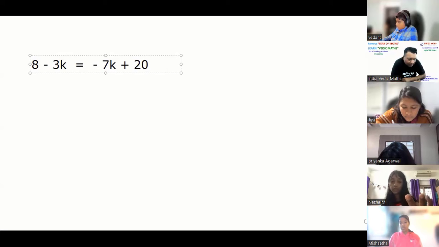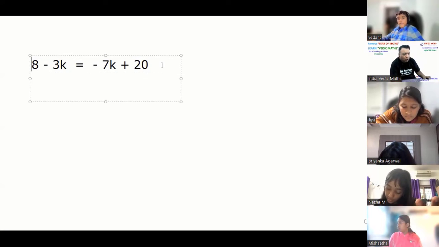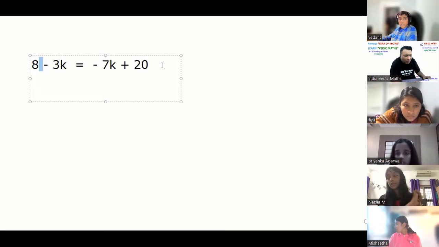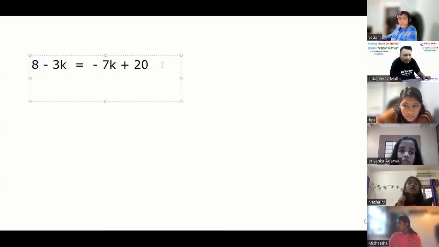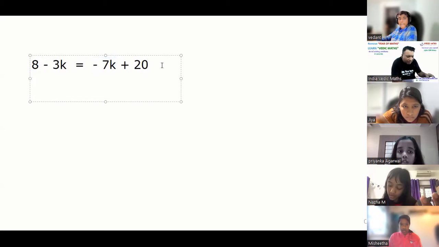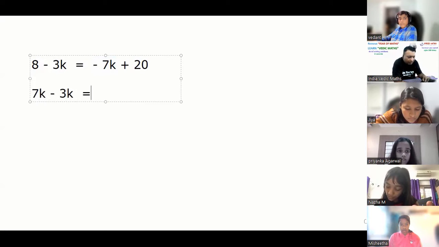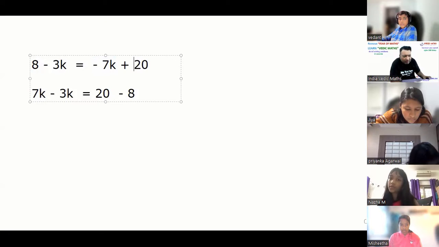Let's see. So, first of all, Vedant, who will move here? 8 will go to the right side. This will go to the right side, correct? And this will go to the left side, correct? So when this comes to the left side, it becomes 7k, and 3k is already there, correct? Is this step clear, everybody?